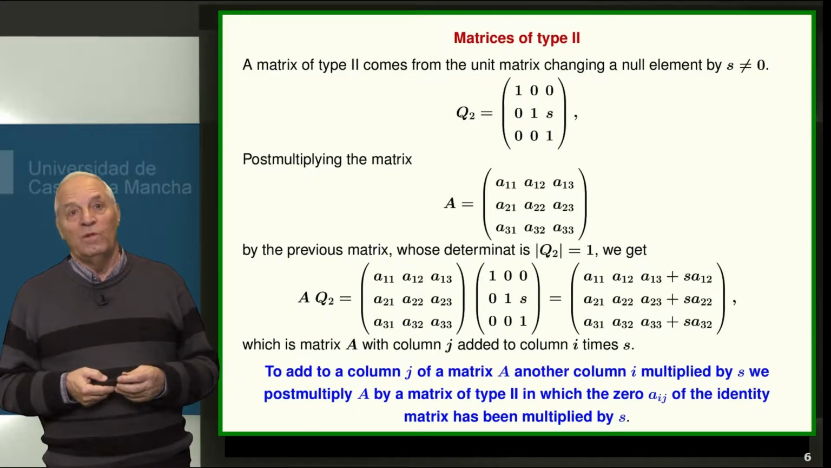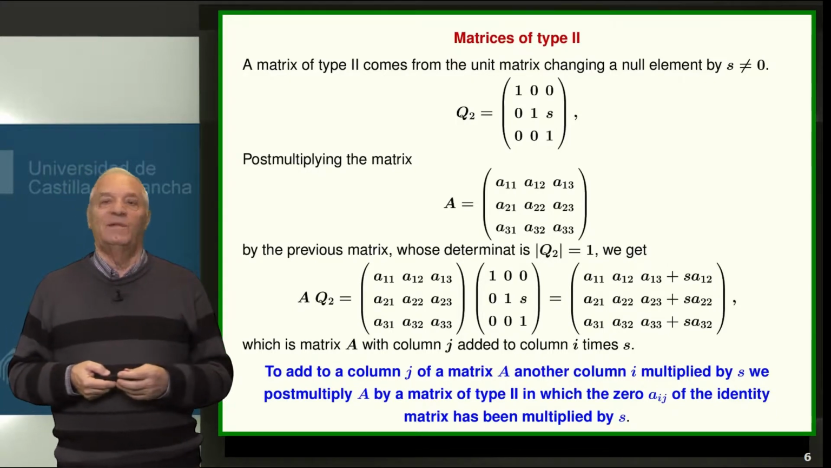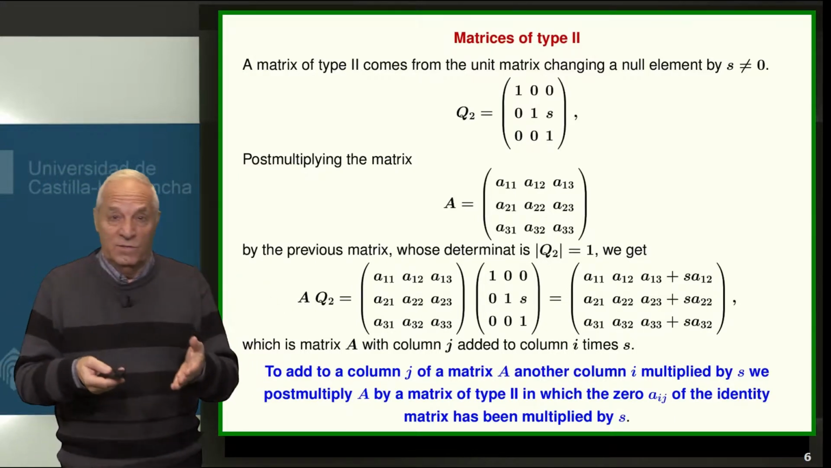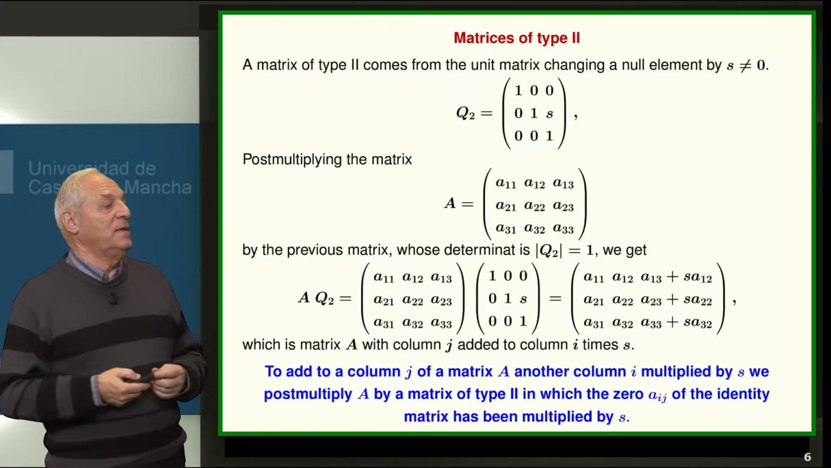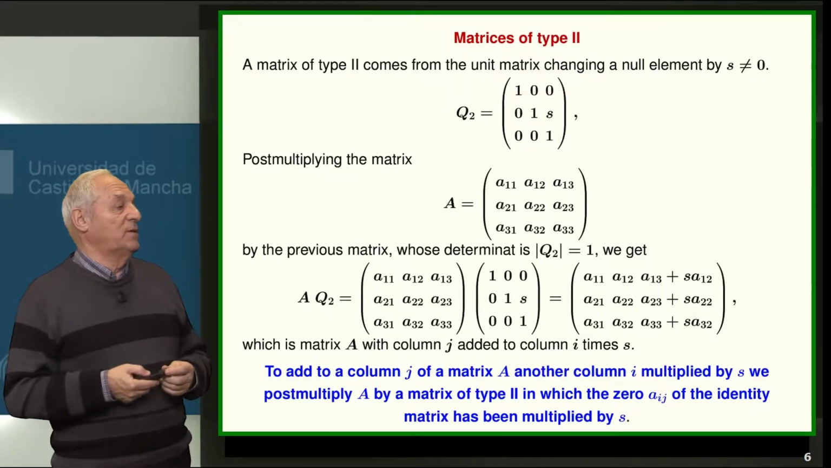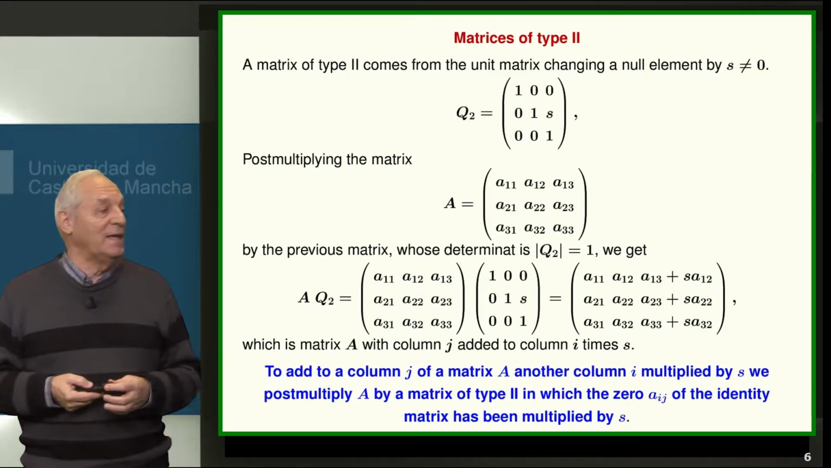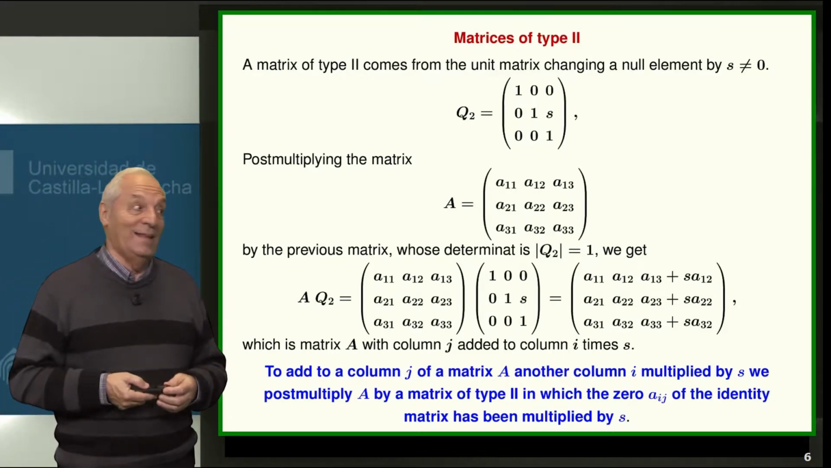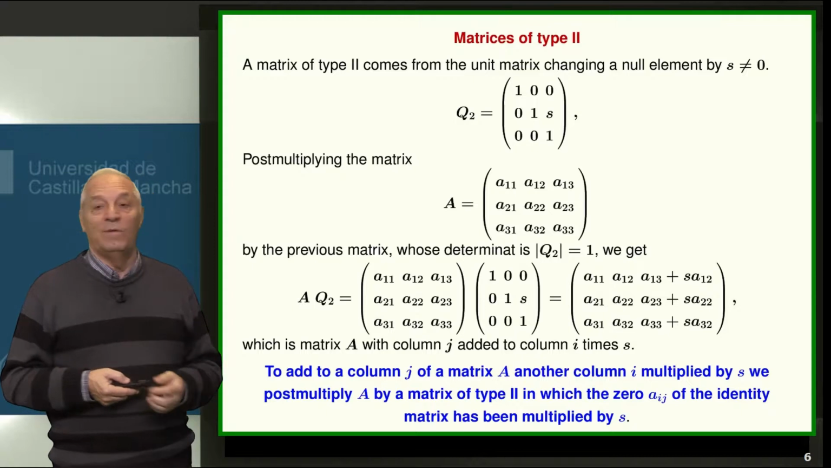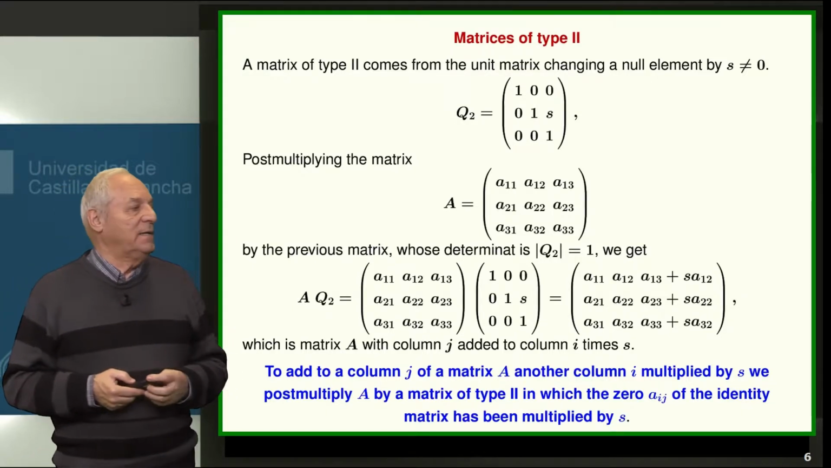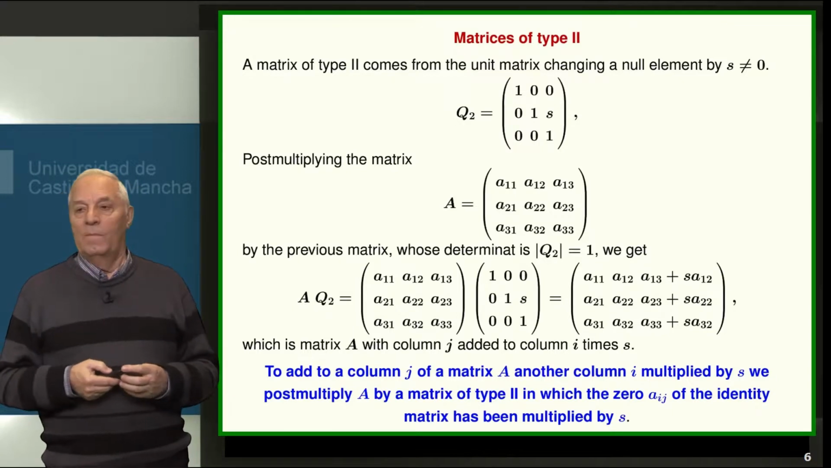What happens if a general matrix, as before, is post-multiplied, that is, from behind, by a matrix of this type 2? Well, we do the product, and I invite you to do it by hand, and what do we observe? Here we see that two columns remain exactly the same, but the third column is equal to the previous third plus s multiplied by the second column.